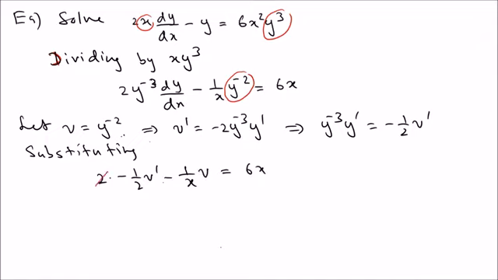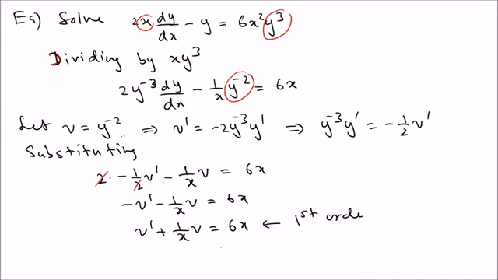You can see this gets cancelled, and then you're going to get negative v prime minus 1 over x v equals 6x. You can multiply by the negative sign, so v prime plus 1 over x v equals 6. You can see this is first order linear in v. That's exactly what we want. First order linear in v. So let's use the integrating factor method.